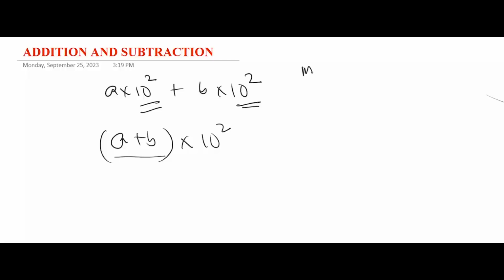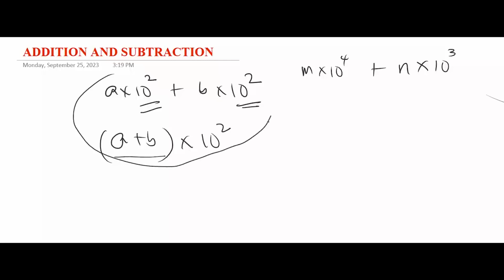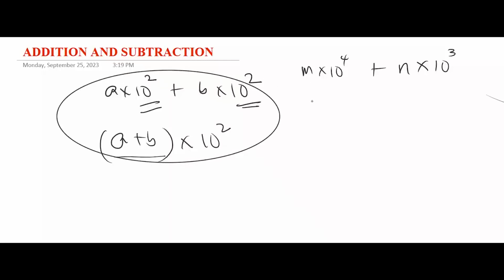Let's say you have m times 10 to the power of 4, then add n multiplied by 10 to the power of 3. In this case, you cannot add these two numbers directly. What you need to do here is to write 10 to the power of 4 as 10 to the power of 1 add 3. Then you can proceed. So the first thing you need to do is to say m times 10 to the power of 1 add 3. Then you can easily drop down n times 10 to the power of 3.